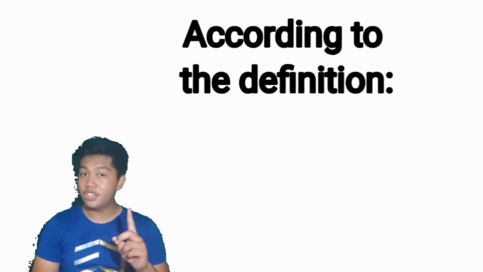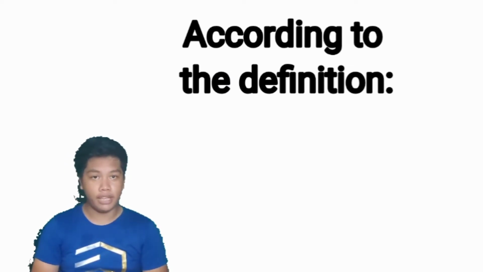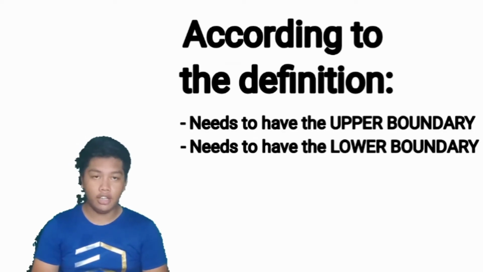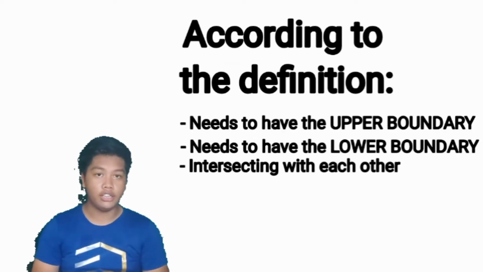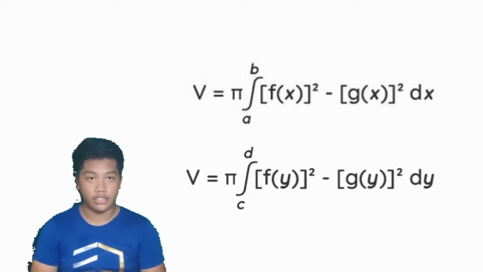The washer method. Now, when and where should we apply the washer method? According to the definition, in using the washer method, there need to be two boundaries in the plane, the upper boundary and the lower boundary, intersecting with one another. These boundaries are functions. The volume of the area between these two boundaries can be found by the formula: volume is equal to pi times the integration from a to b of function 1 squared minus function 2 squared dx or dy, depending on the axis of rotation.